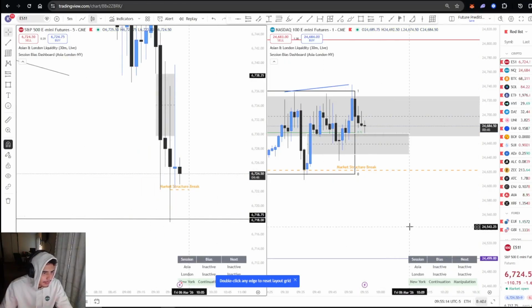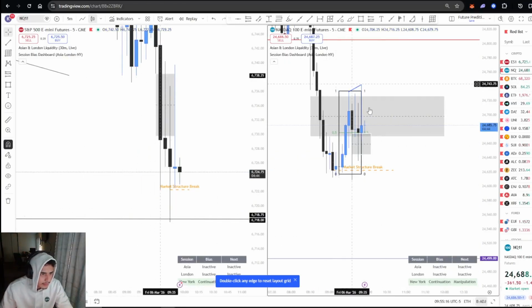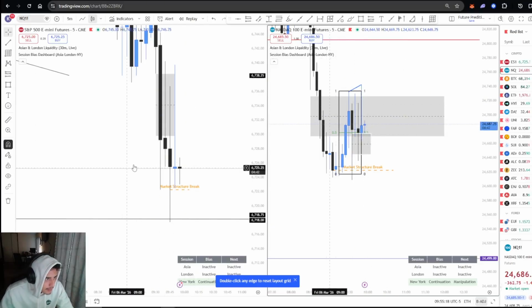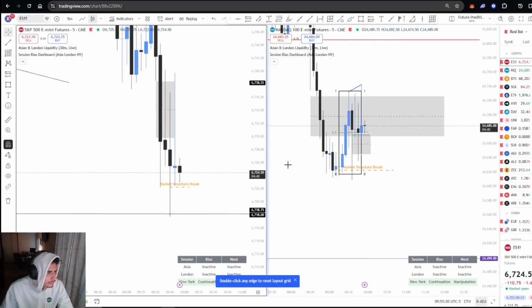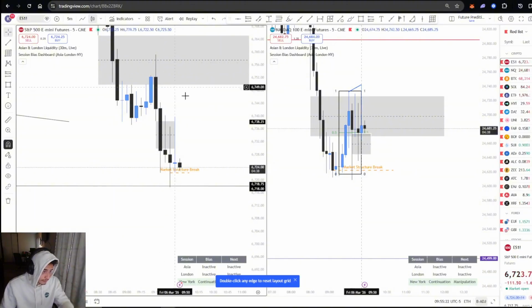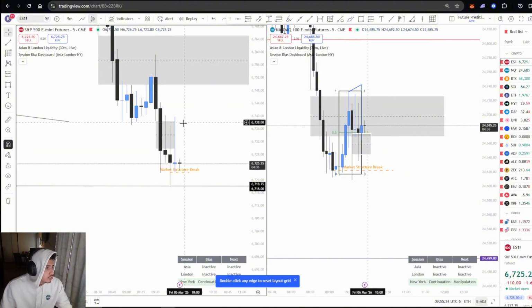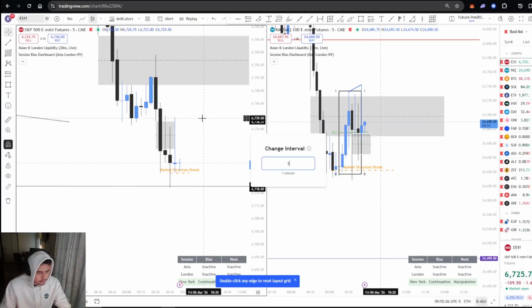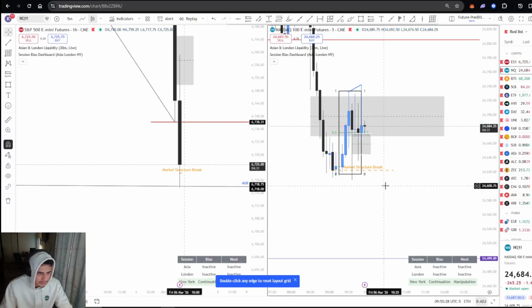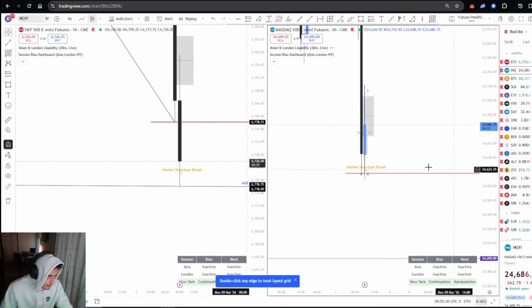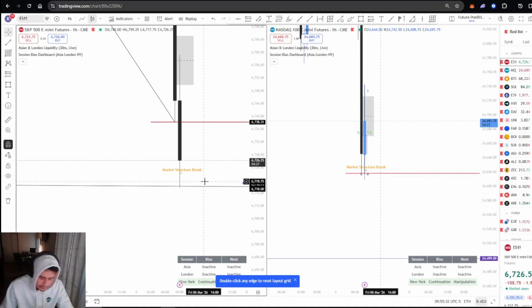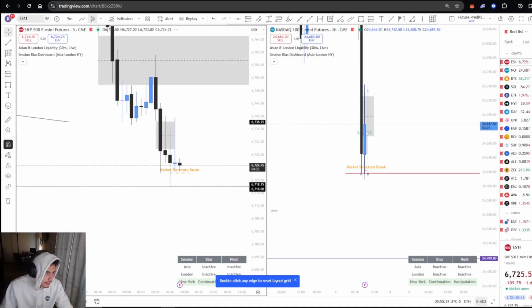1 minute. Perfect. 5 minute. Alright. Accumulation area is still on this bad boy. Accumulating. No emotions at all. No emotions at all. Neutral.